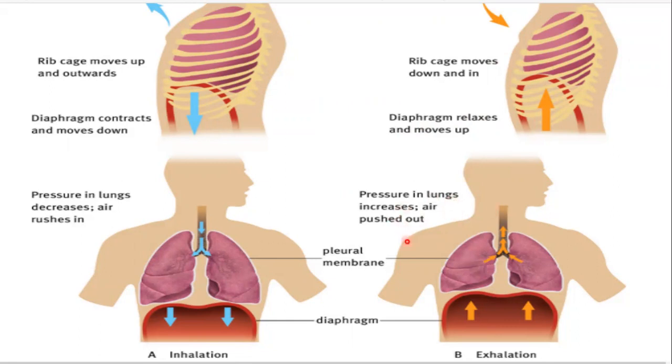When you increase pressure in the lungs, then the air is pushed out. Because here it's literally you're constricting this area, right? You're constricting it when you're reducing the volume. So the air is forced out, it is pushed out. That's when you exhale.